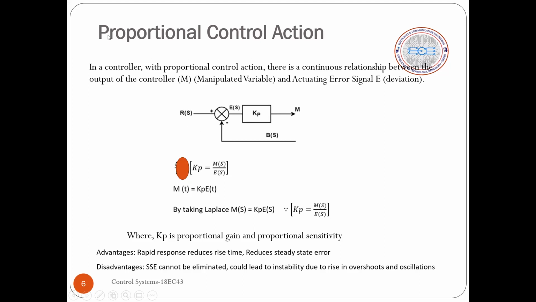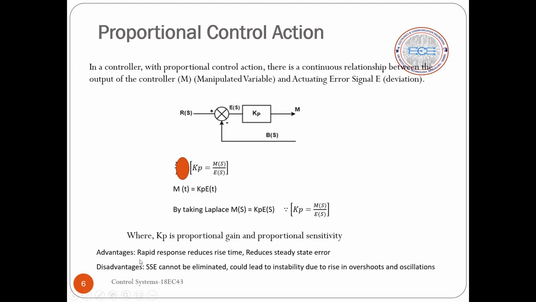So we define a proportional control action this way. In a controller with a proportional control action, there is a continuous relationship between the output of the controller M and the actuating error signal E. If one increases, the other will also increase. If one decreases, the other will also decrease. It will have a one-to-one relationship. That is the meaning of a proportional controller.